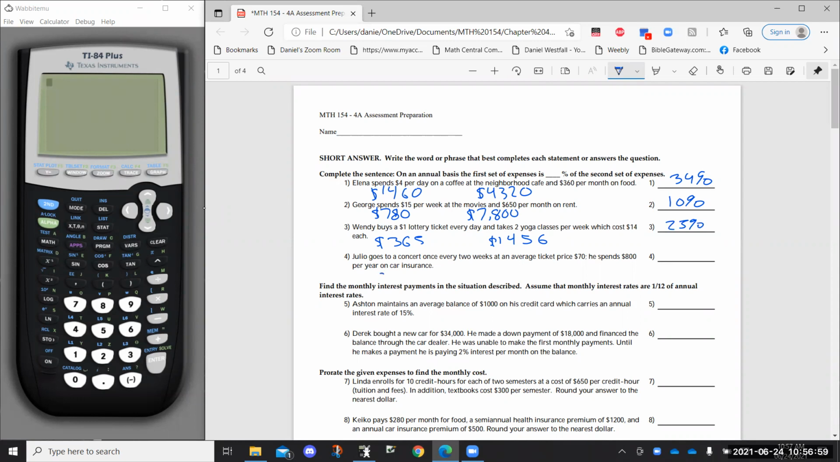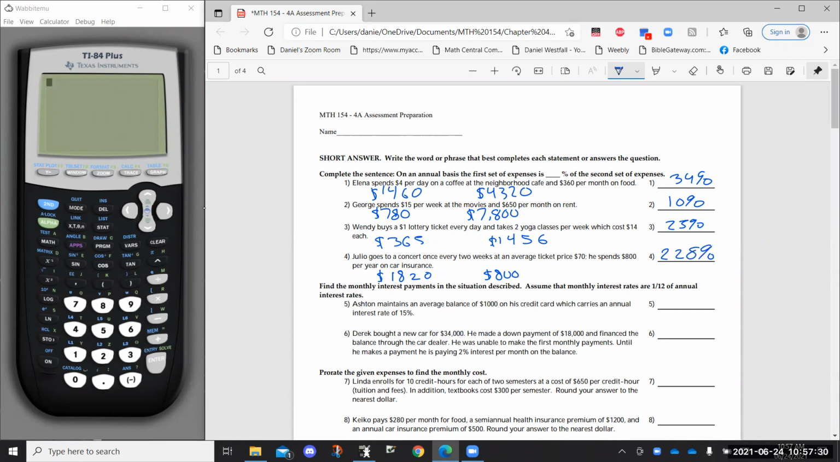This is going to be $1,820 on concerts and $800 a year on car insurance. Since this number is bigger than that one, it's going to be more than 100%, right? It's actually going to be 228%.